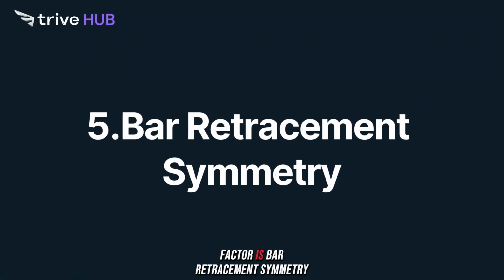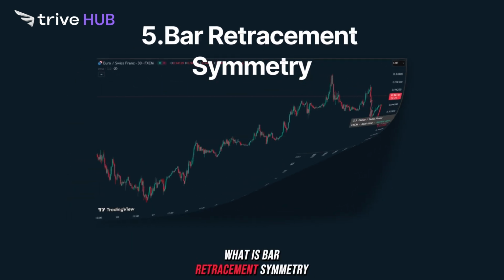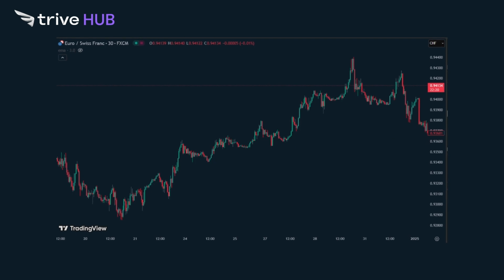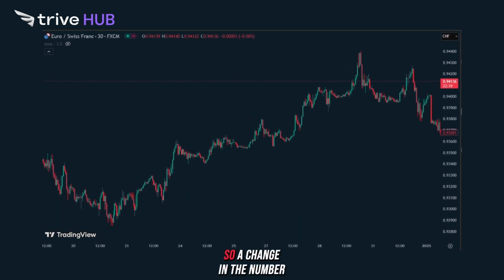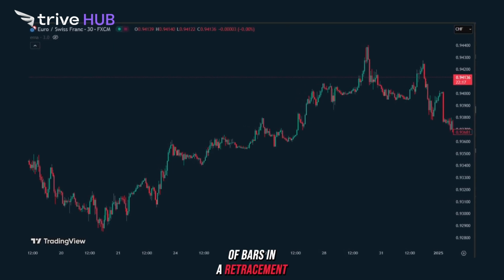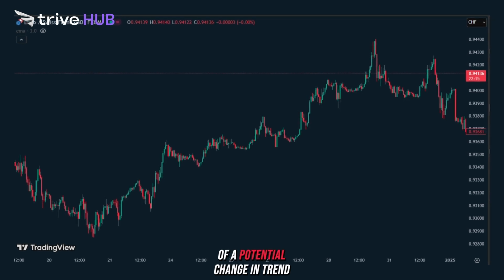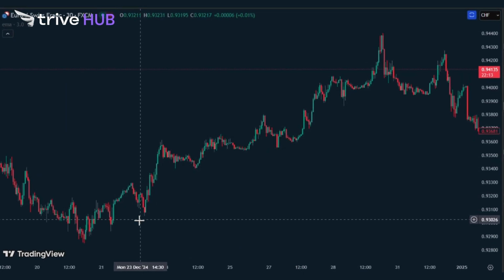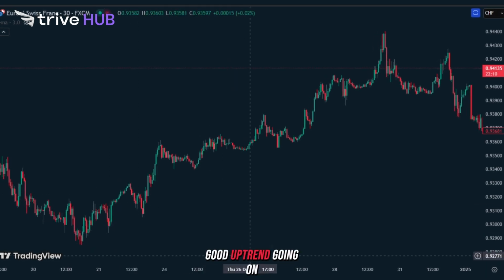Fifth factor is bar retracement symmetry. What is bar retracement symmetry? It is a measurement of the number of bars forming in particular retracements in a trend. A change in the number of bars in a retracement is also an early indication of a potential change in trend behavior. This is a Euro CHF 30-minute chart, and we are seeing a very good uptrend going on.